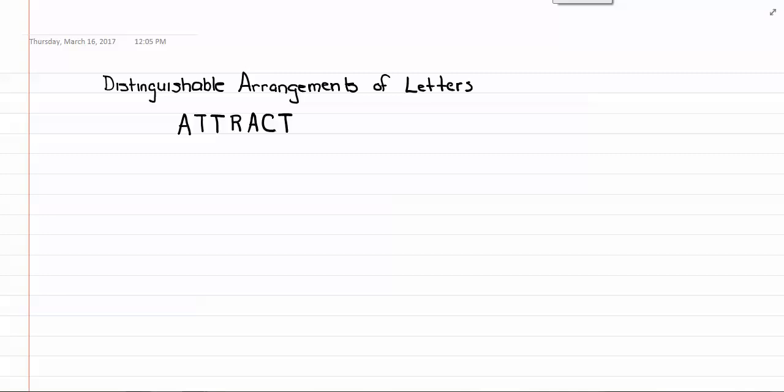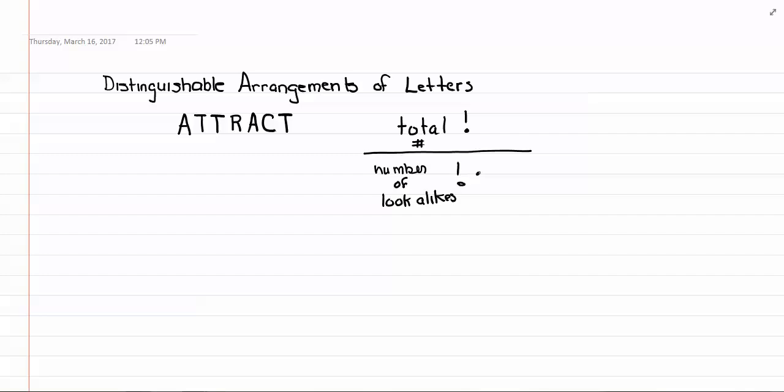The problems that are asking you to find a distinguishable arrangement of letters, for example, if I want to find the distinguishable arrangements of letters in the word attract, you're going to look at the total number of letters. So I'm just going to put up here total factorial divided by the number of duplicates, factorial. So I guess number of lookalikes, that factorial, and you're going to multiply that times as many lookalike terms as you have.